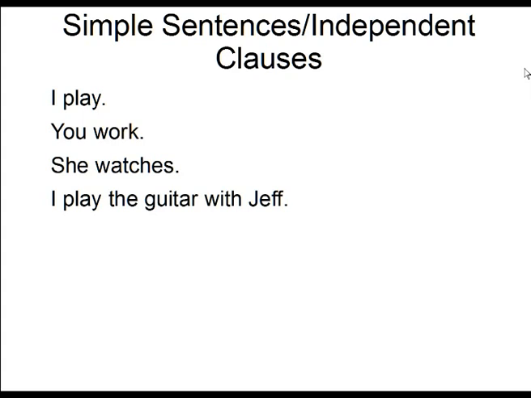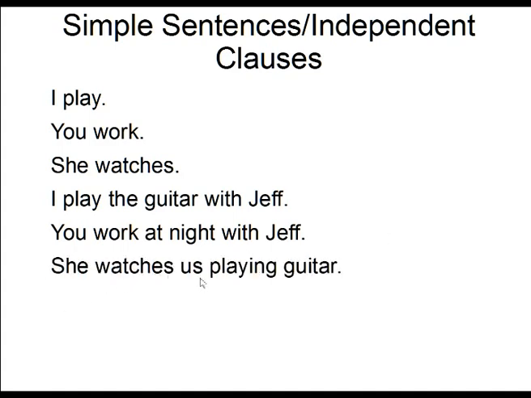I play the guitar with Jeff. This is a simple sentence. It has the part we had before. It has an object for this verb, and it has a prepositional phrase. Even with this extra information, this is still a simple sentence because it only has one independent clause. This sentence, you work at night with Jeff, is also a simple sentence because it has the subject and the verb, and these other words, two prepositional phrases, don't add any more clauses. There are no verbs here, even though we have nouns.